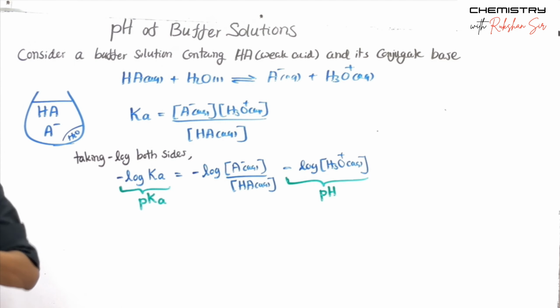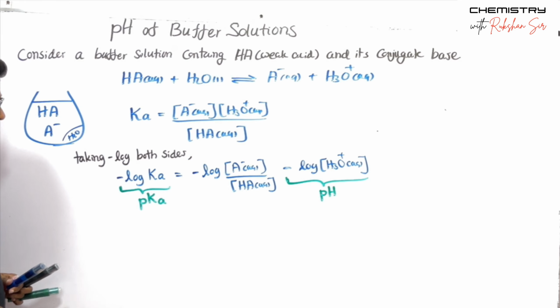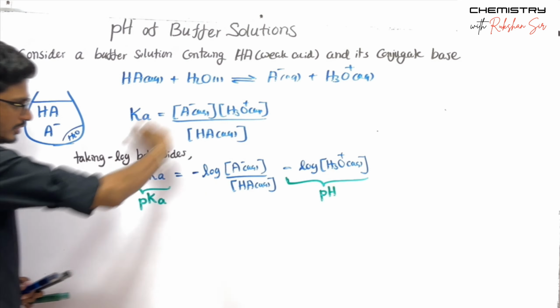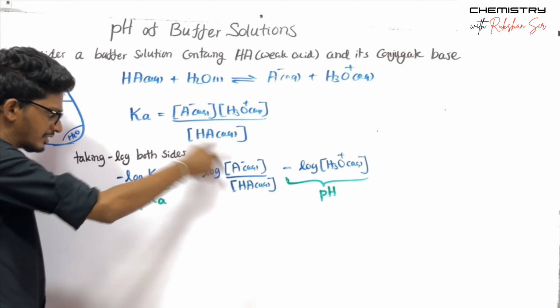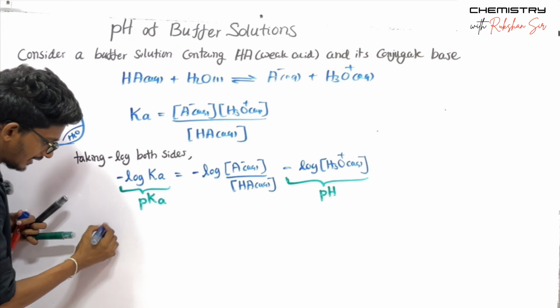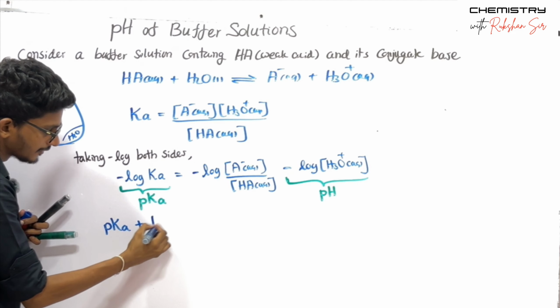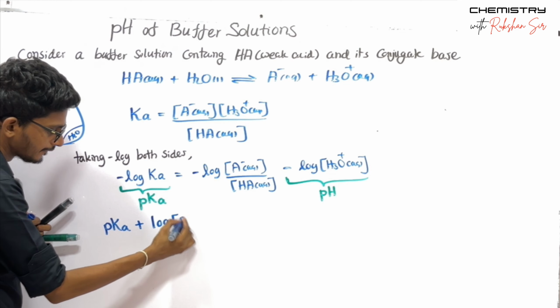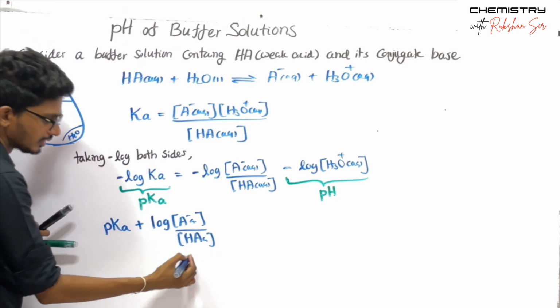So we can take this thing to here and this thing to there. So let's take this one here. It will come up as pKa. This one can come to this side as plus log [A minus] over [HA] is equal to pH.